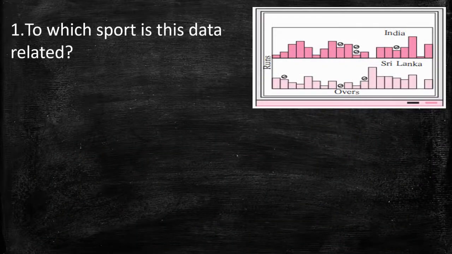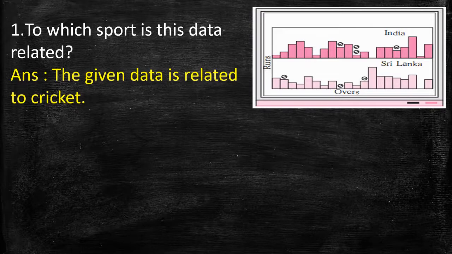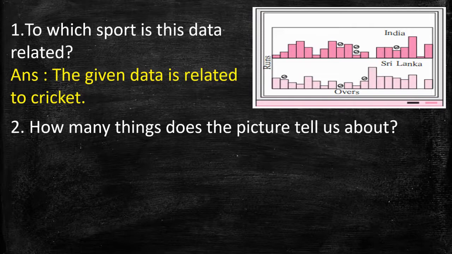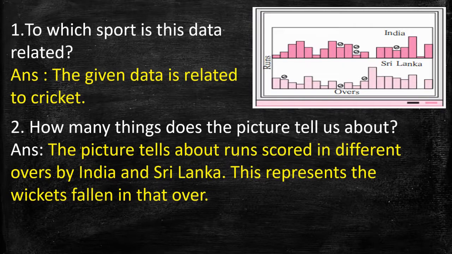Question 1. To which sport is this data related? From this picture you can see the given data is related to cricket. Question 2. How many things does the picture tell us about? From this picture we can see the picture tells us about runs scored in different overs by India and Sri Lanka. They represent the wickets fallen in that over.